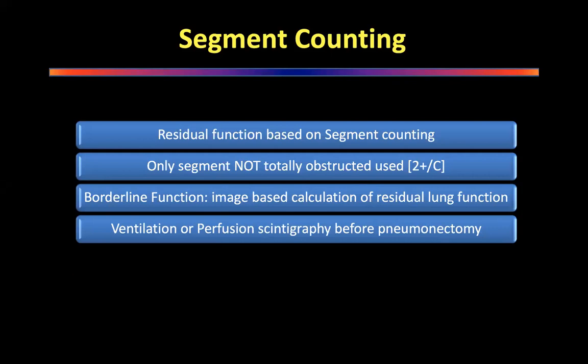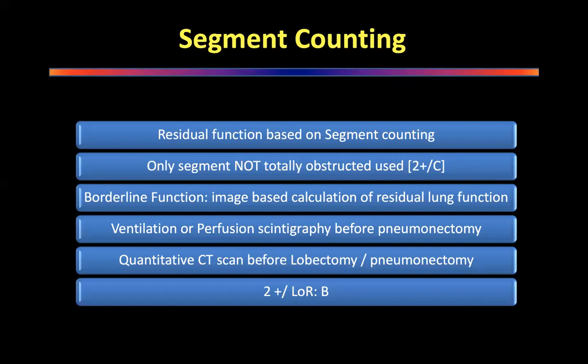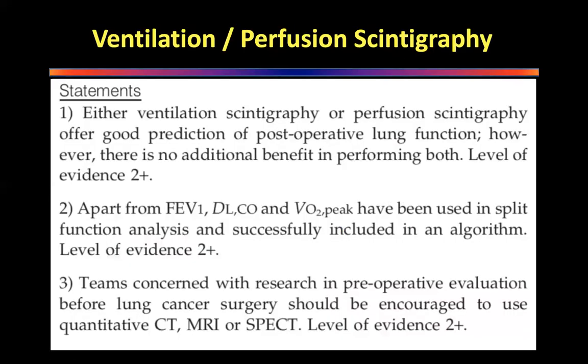Of course, this is a guy who's less than 80%, or less than 60% according to ACCP. If he's more than 80%, you don't need to do a VQ scan. You can do a pneumonectomy, not a problem. But if it's less than 60%, I think the recommendation says that you should do a VQ scan before a pneumonectomy. There is evidence coming on that quantitative CT scans may actually help you with deciding for lobectomy and pneumonectomy. Again, a decent level of recommendation.